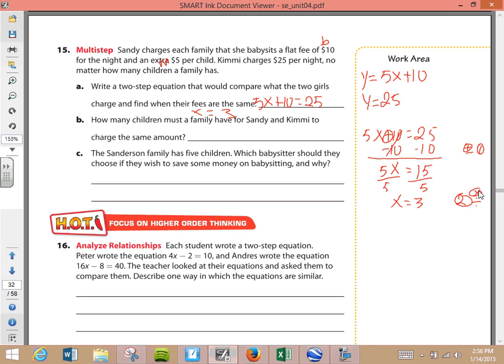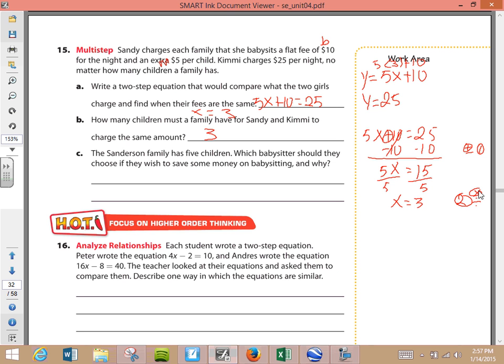And does it make sense? Let's go back and plug it in. Let's go put x where it belongs. 5 times 3 is what? Plus 10? 25. Is it the same as the other girl? Yes. Whenever the other girl, Sandy, is babysitting 3 children, she's going to charge 25 total, right? Which is the same amount that Kimmy charges regularly. All right. How many children must a family have for Sandy and Kimmy to, well, that I already answered that question. That's 3, right?